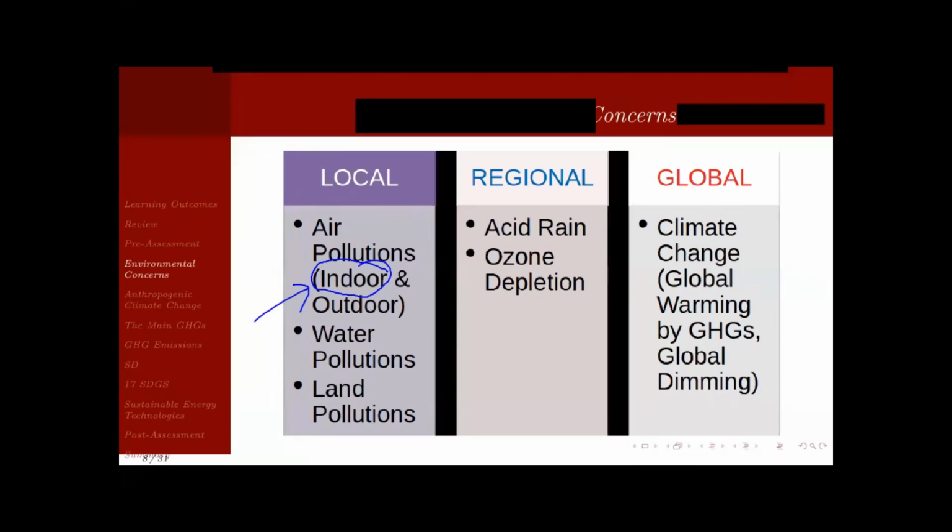Next level is regional. For example, if you have a coal-based power plant in Siddhirganj, even the environment of Dhaka can be affected. If it has lots of sulfur content, SOx, there can be acid rain. And I think many of you are familiar with ozone layer depletion. What does it mean? What are the things which are causing ozone layer depletion?